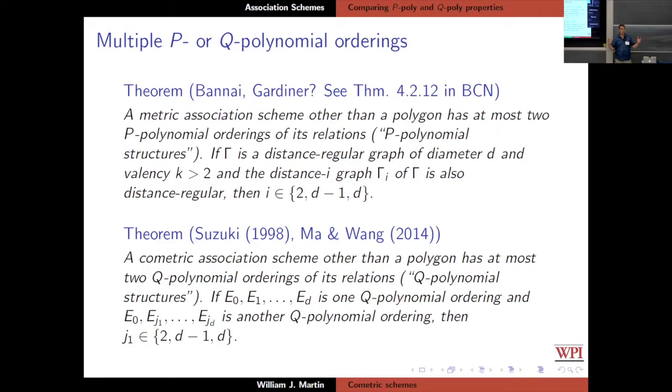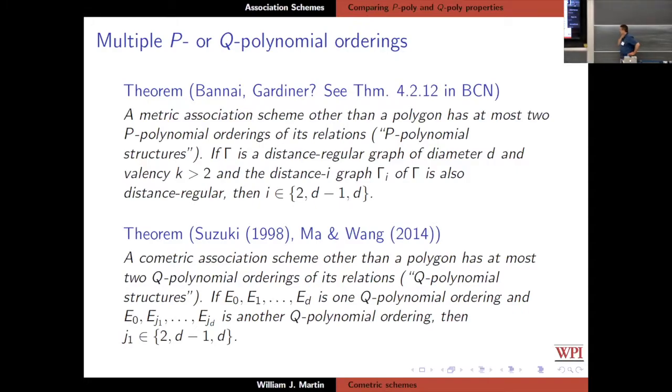Other than polygons, there's only 2 possible distance regular graphs. There's only 2 possible P-polynomial orderings, if any more than 1 at all, either 1 or 2. So the maximum number of P-polynomial orderings you can have is 2. And in fact, if I have a distance regular graph and the distance I graph is also distance regular, then I is either 2, diameter minus 1, or exactly the diameter. Okay, those are the only possible other distance regular graphs.